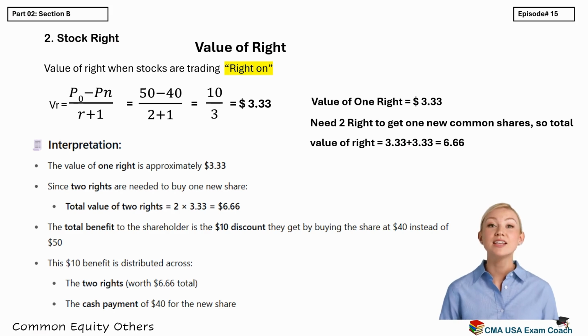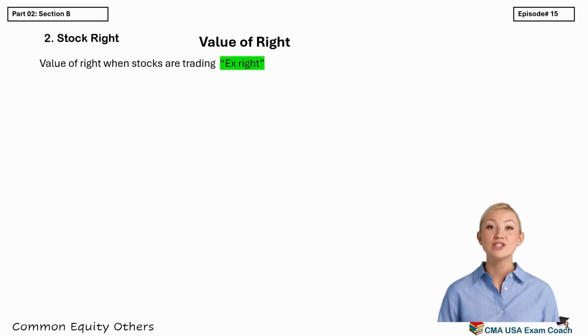So, while the formula gives us a good estimate for educational and planning purposes, the real trading value of the right can be higher or lower depending on these external factors. It's always important to treat this calculated value as a benchmark, not a guaranteed price. Now that we've understood how to calculate the value of a right when the share is trading with the right attached, also known as rights-on, let's now understand what happens when the share starts trading ex-rights.